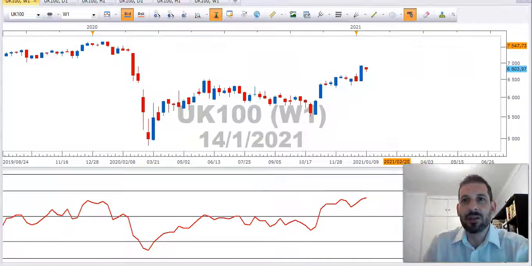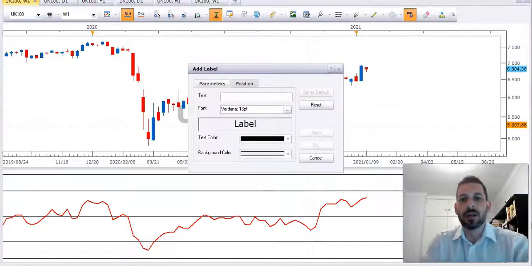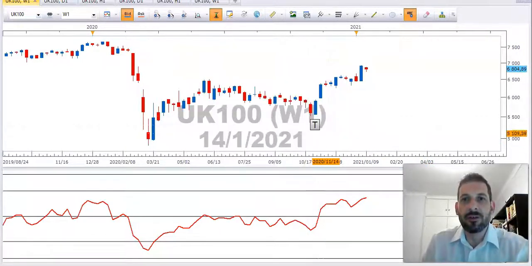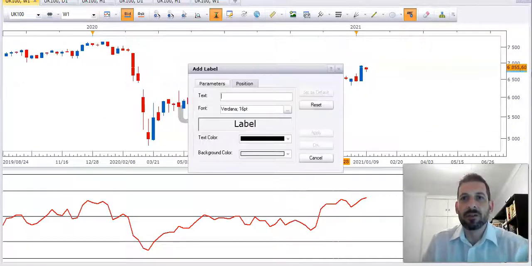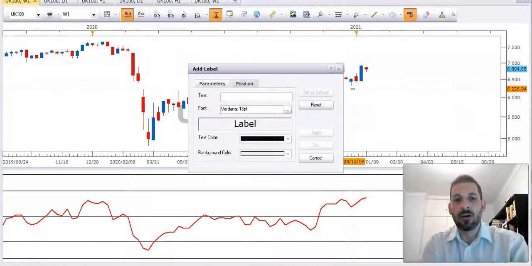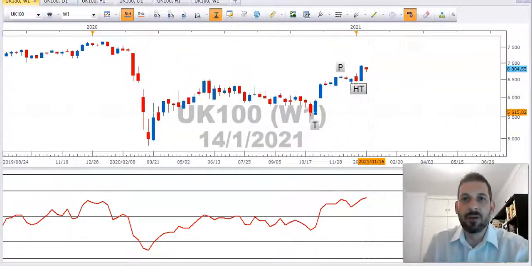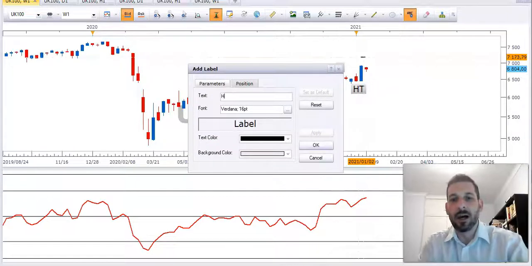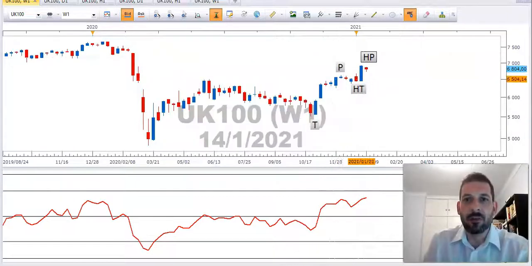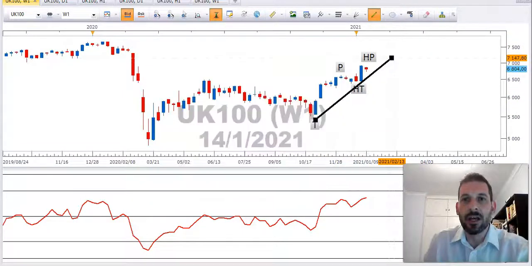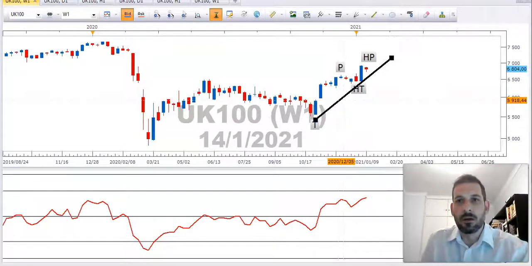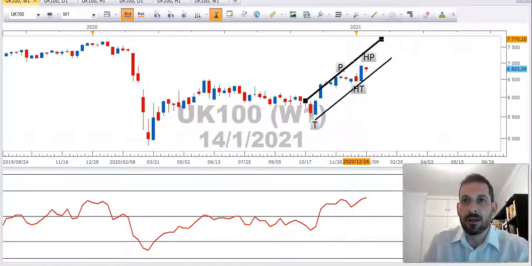Let's take a look at the chart, and we have the weekly chart of the UK100, and I'm just going to put in some peaks and troughs, and we'll put in a reference trough, we'll put in a reference peak right over here. Here's our higher trough, and once we've got the higher trough followed by a higher peak, there's the uptrend or the markup phase. What we can do is we can even draw in a channel to track it.